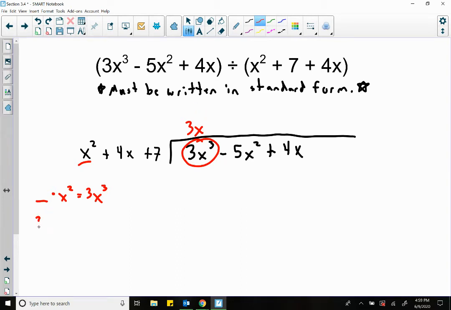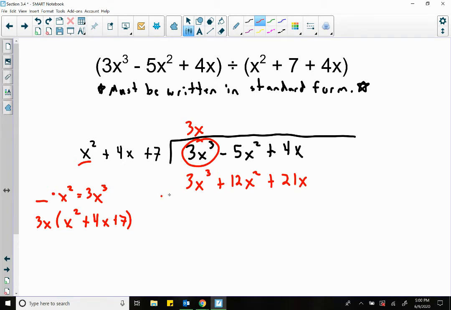So now we just multiply 3x, and we have to multiply it by all of these: x squared plus 4x plus 7. So 3x times x squared is 3x cubed, which we knew would happen. 3x times 4x gives us plus 12x squared. See, notice everything's lining up. And 3x times 7 gives us plus 21x.